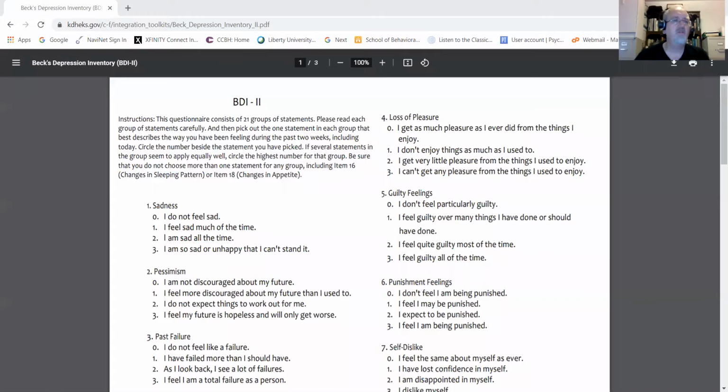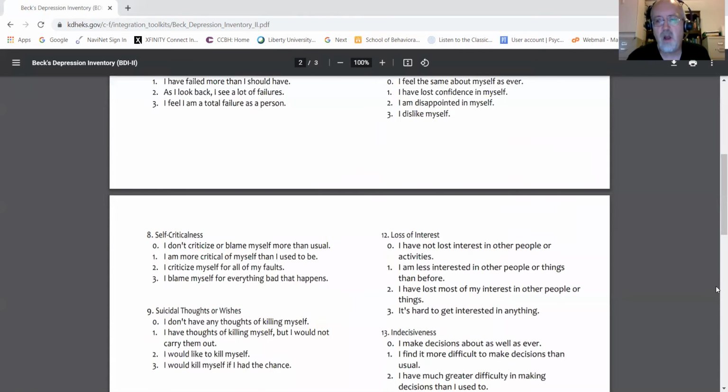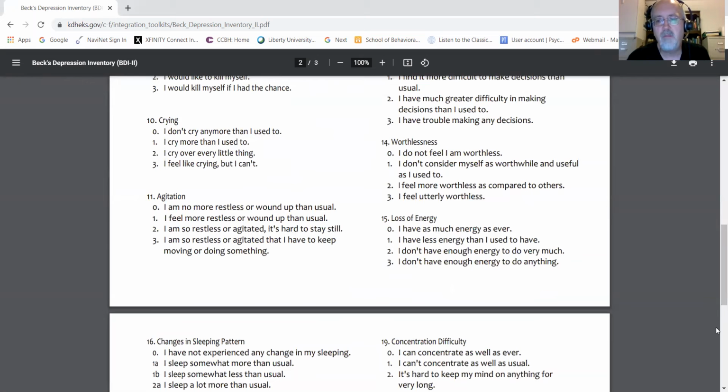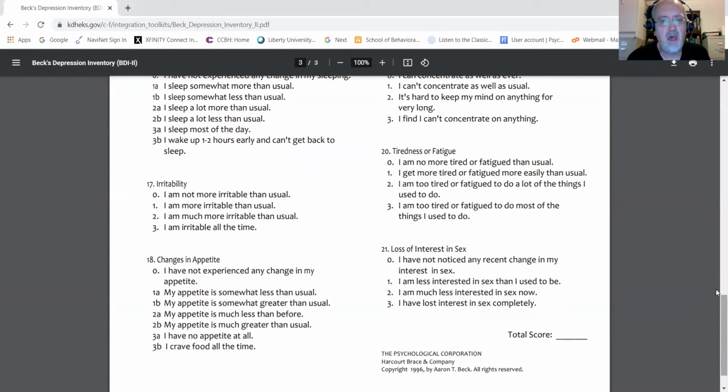Okay, if you hang on one second here. Here's the Beck Depression Inventory-2. You should see it on your screen right now. To be honest, I'm not sure how I got this. What I mean is, I found this online.